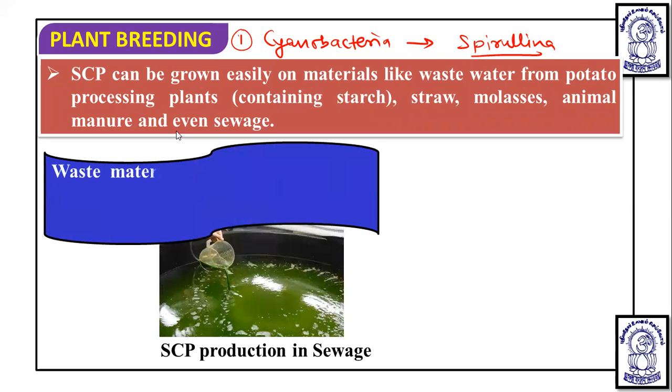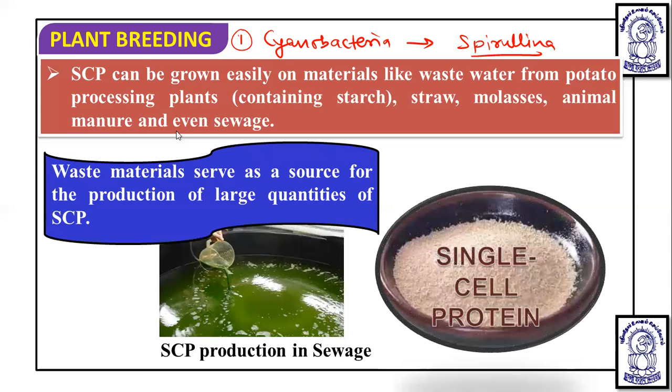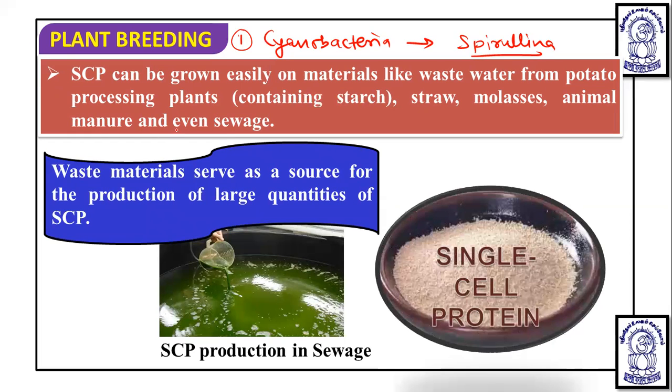So SCP production in sewage is done like this. Waste material here serves as a source for the production of large quantities of SCP. So even sewage serves to produce large quantities of cyanobacteria or SCP, and can serve as a food rich in protein, minerals, fat, carbohydrate. So this single cell protein is rich in protein, minerals, fat, carbohydrate, vitamins.